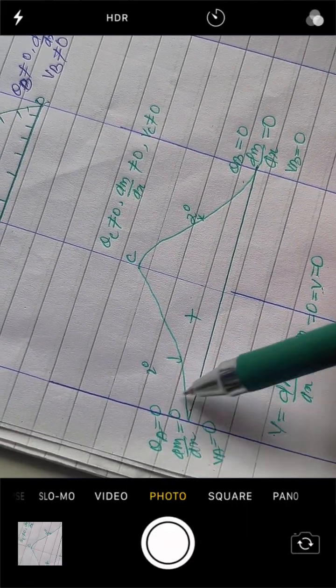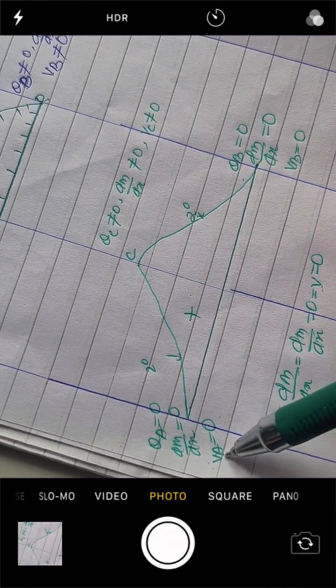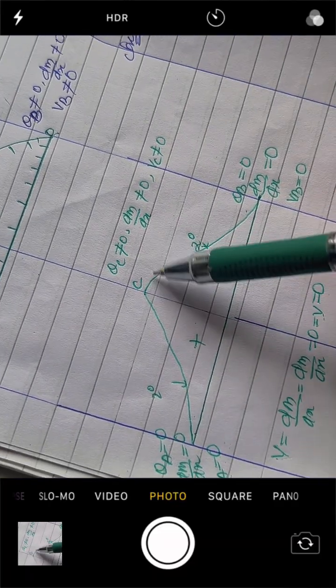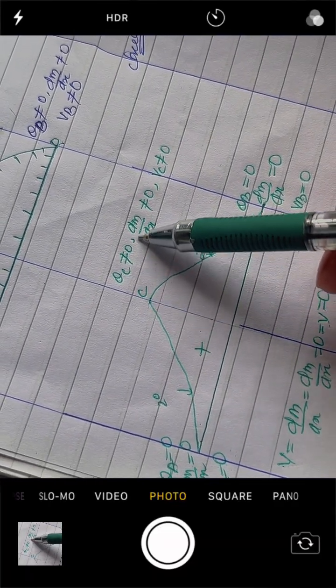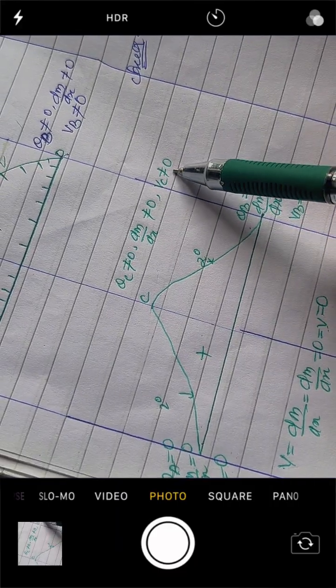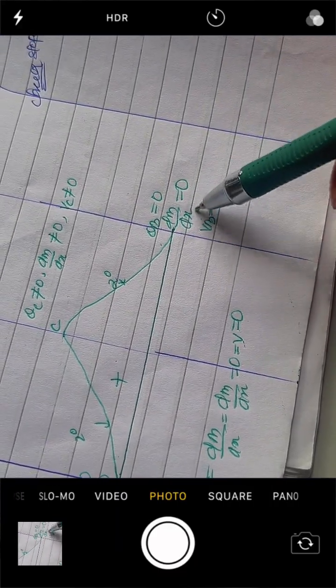Here you can see that theta is equal to 0. Therefore dM by dx is also going to be 0. Therefore the shear force is also going to be 0. Here theta at C is not equal to 0. Similarly dM by dx is not equal to 0. For theta at B equal to 0, dM by dx is also going to be 0.